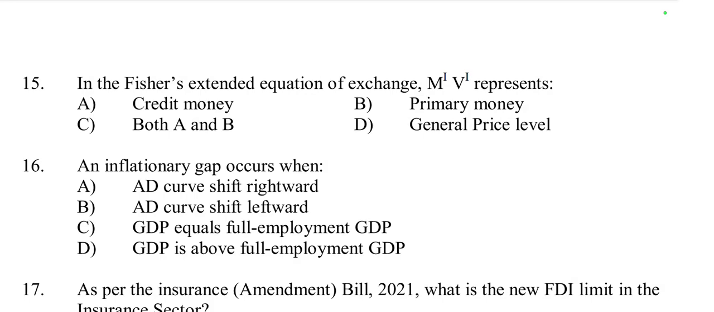In Fisher's extended equation, generally M represents the amount of primary money such as currency and reserves, and V represents the velocity of primary money. But M1 represents the amount of credit money such as bank credit, and V1 represents the velocity of credit money. So here option A is the correct option. MV is called primary money, and M1V1 we can take as credit money.